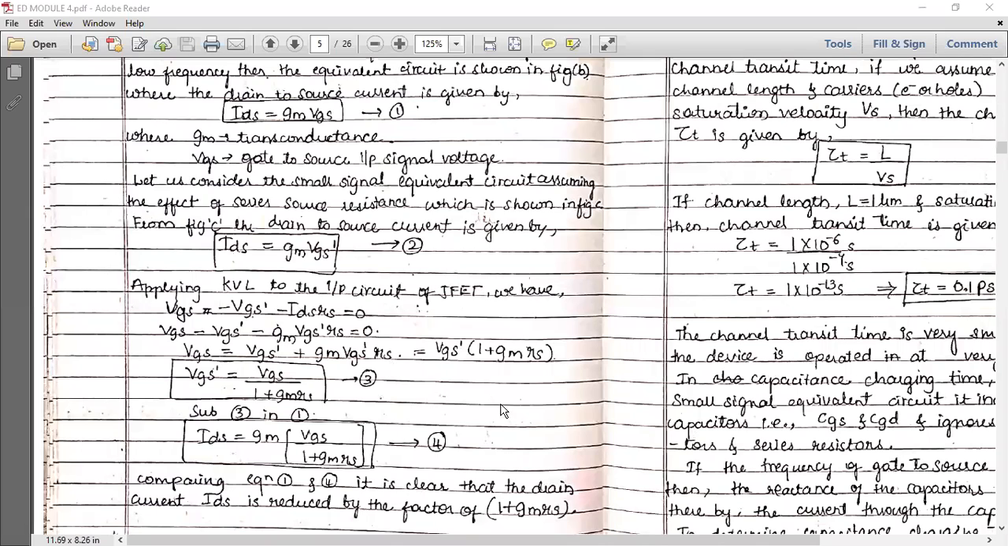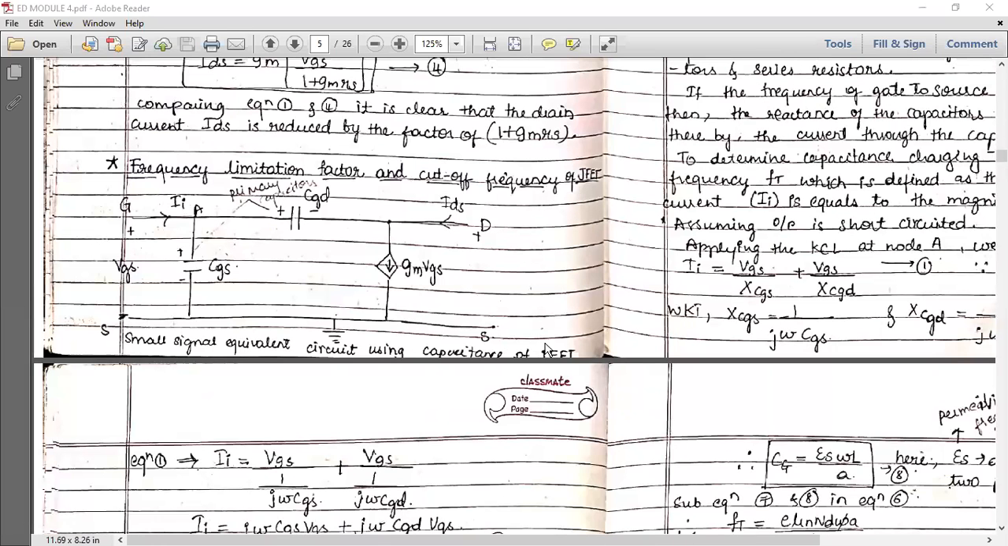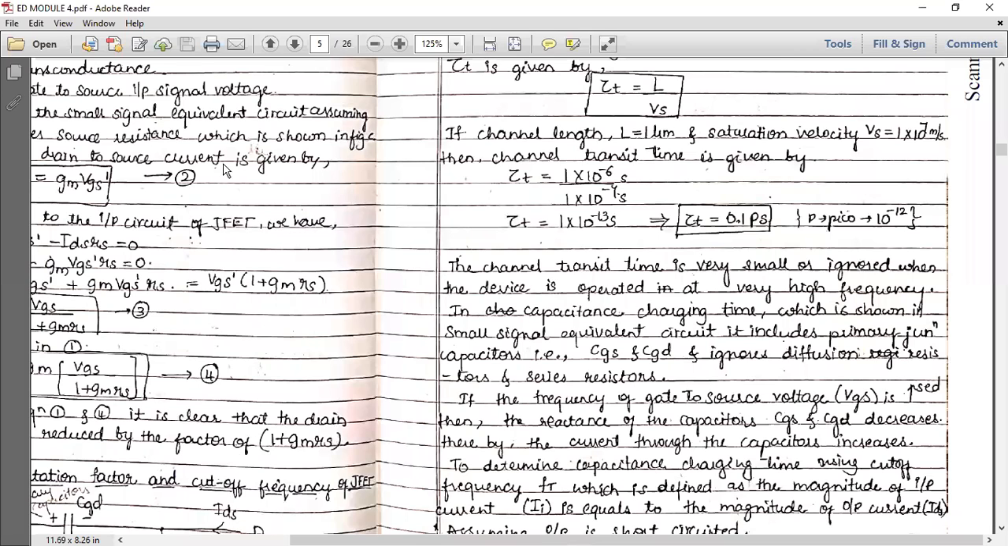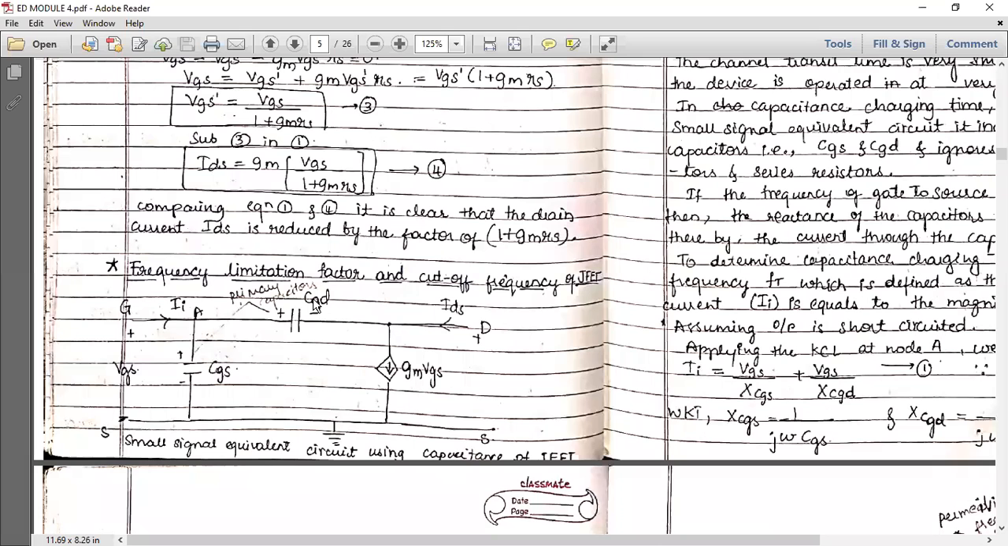Later on we moved to the frequency limitation factor and cutoff frequency of JFET. Using figure A, figure B, and figure C, we considered only the gate capacitors and the gate-to-drain capacitors. We call them internal junction capacitors. Using them, we studied how these capacitors limit the frequency, what the limiting factors are, and what the cutoff frequency of JFET will be. That is what we discussed in the previous session.